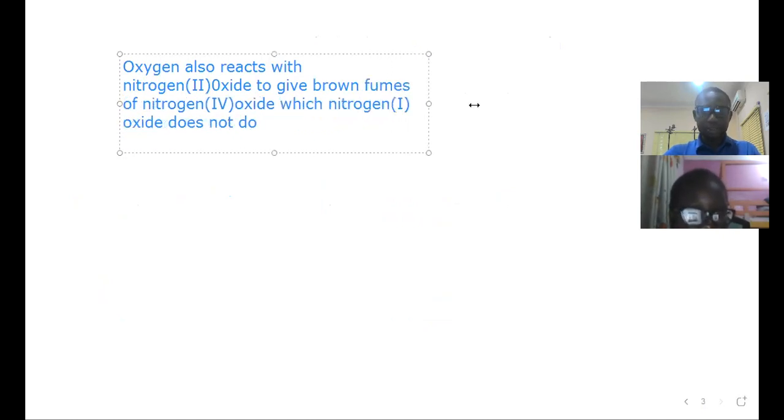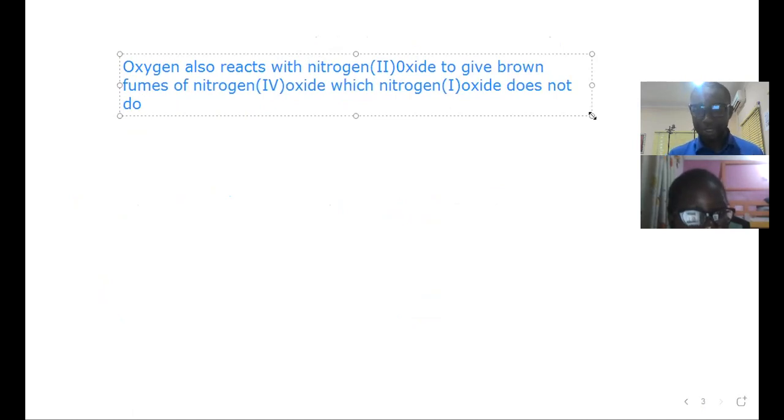Oxygen reacts with nitrogen 2 oxide to give brown fumes of nitrogen 4 oxide, but nitrogen 1 oxide would not react. So these are the two basic ways you can distinguish oxygen from nitrogen 1 oxide, because their tests are similar. A glowing splint will separate oxygen from every other compound and element except nitrogen 1 oxide. So how do you differentiate it? Number one, from the smell, and number two, using nitrogen 2 oxide. Okay.